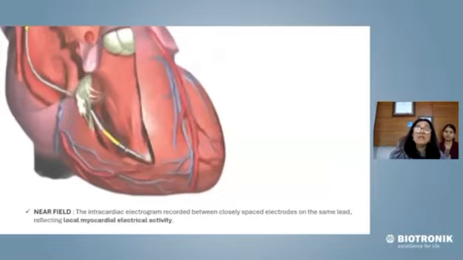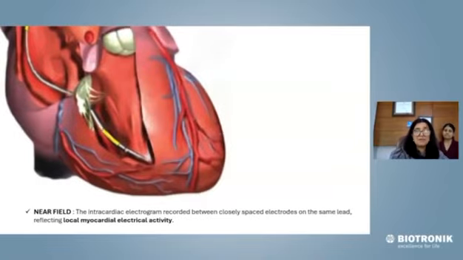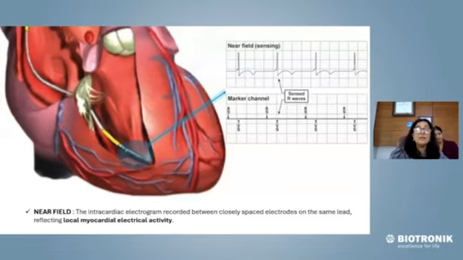Then comes our near field EGM. As you can see on this zoom picture, the near field EGM is the EGM which is picked up from the tip and ring, which are in very close proximity to the myocardium. What do you see here? This is the sharp EGM. It's a sliver of myocardium which is noted just under the tip of the ICD lead.